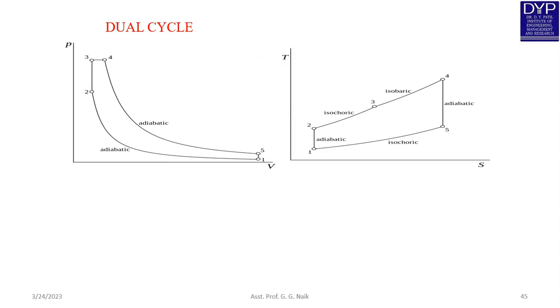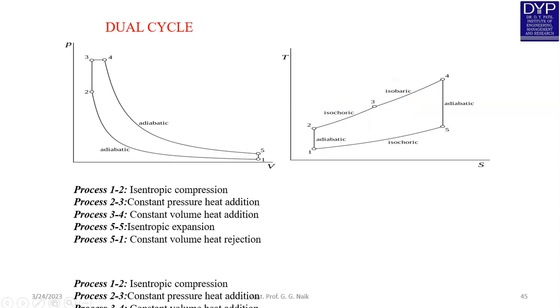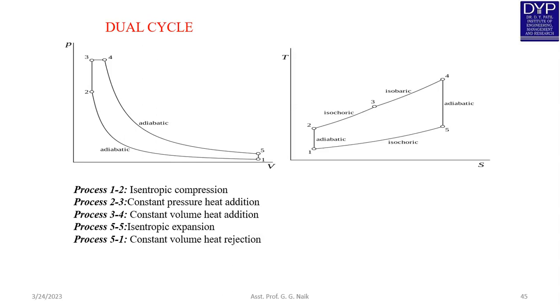Here you can clearly see how it looks. At 2 to 3 heat is added at constant volume, and 3 to 4 heat is added at constant pressure. Isochoric means constant volume, isobaric means constant pressure. Other things are the same. So 1 to 2 is isentropic compression, that we have already discussed.